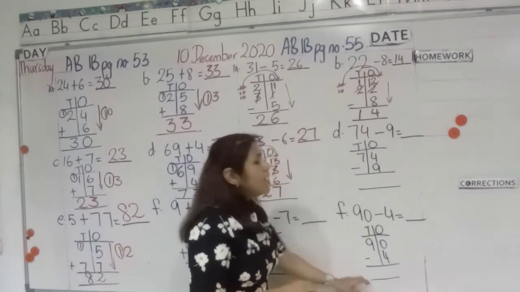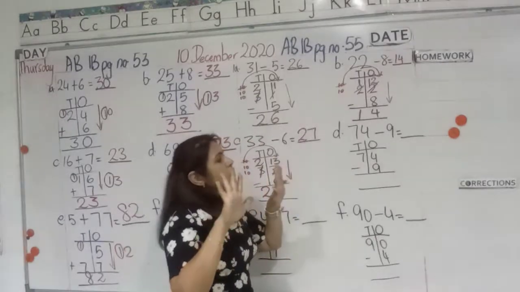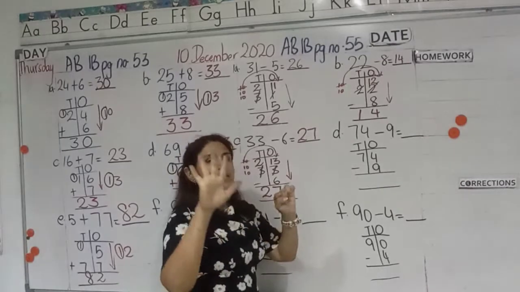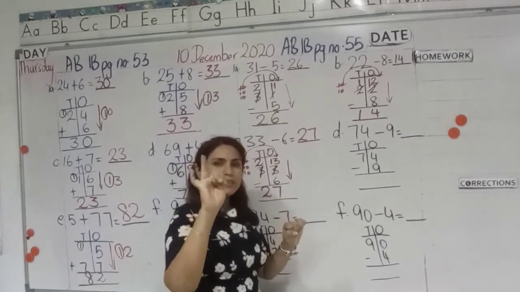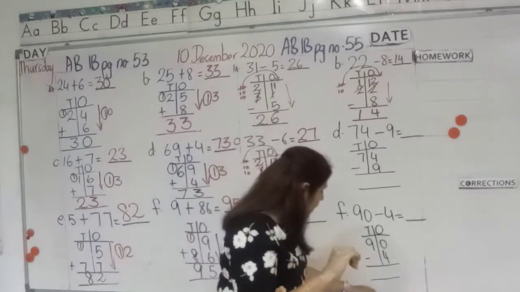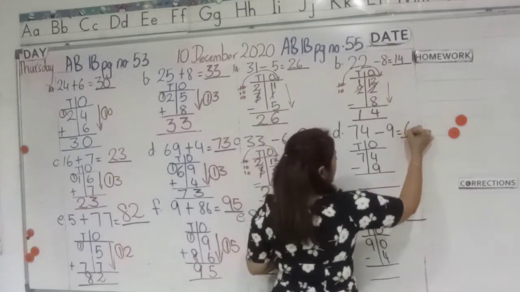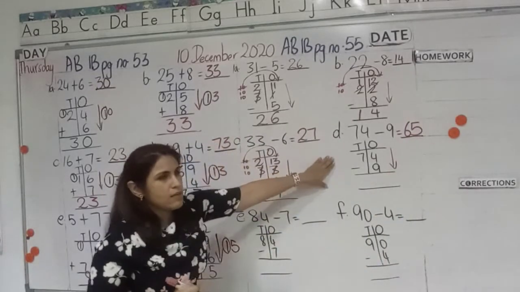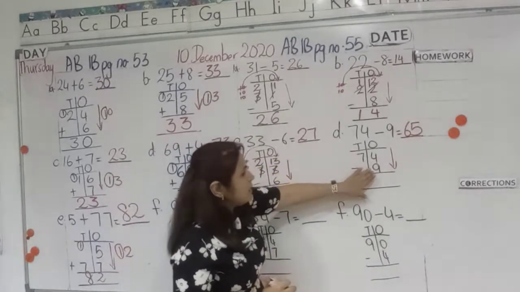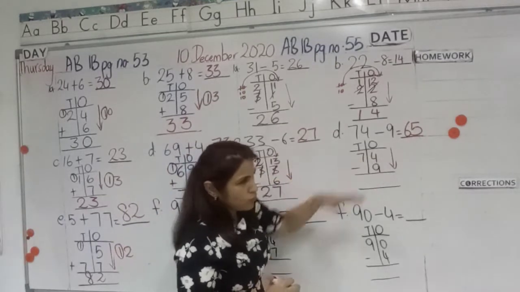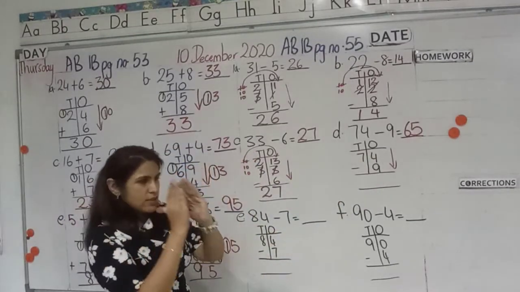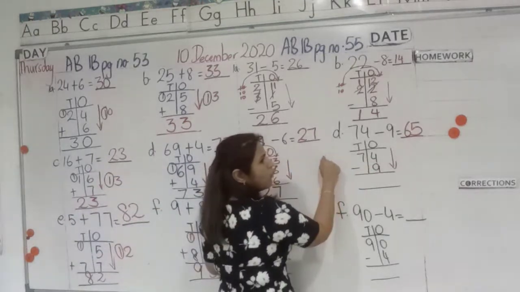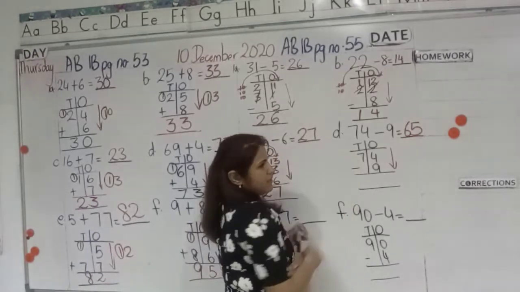74 in your brain, 9 onto your fingers. Backward count 73, 72, 71, 70, 69, 68, 67, 66, 65. So the answer is 65, but I'm going to do it in the tens and ones table. So 9 cannot be minus out of 4 because 9 is the bigger number, 4 is a smaller number. So to make the bigger number 4, I need to borrow from number 7.